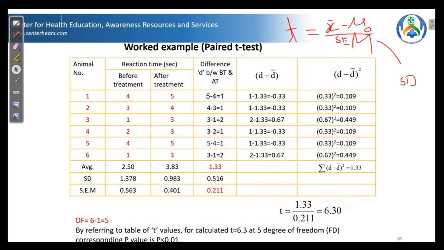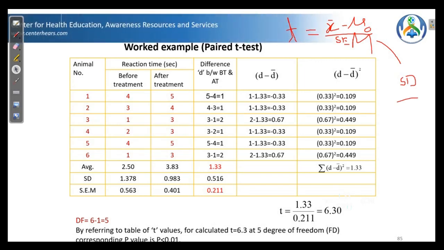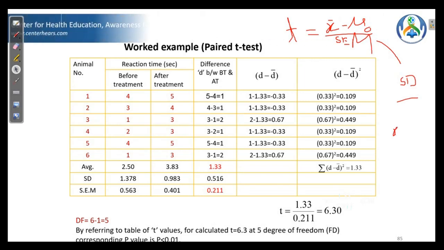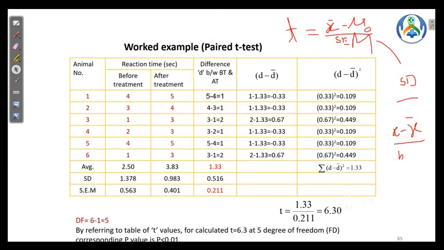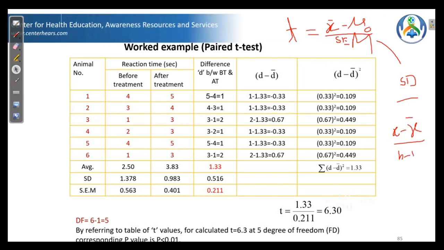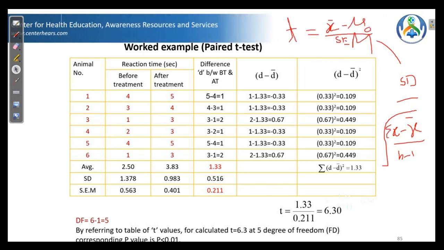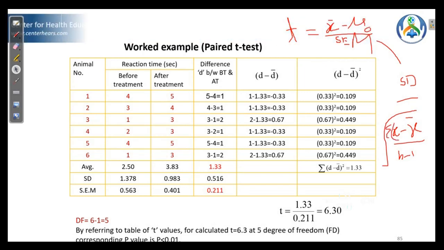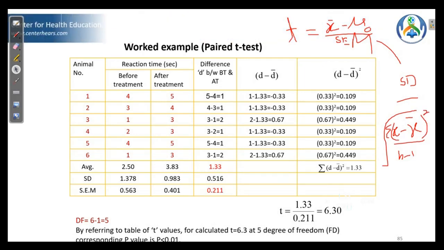So to find the SD, what we did was the summation of x minus x bar, squared, divided by n minus 1, and whole root. This was the SD formula.